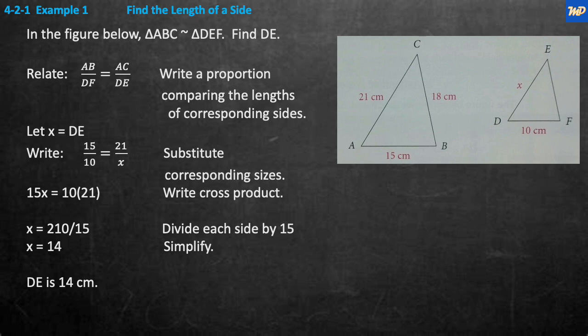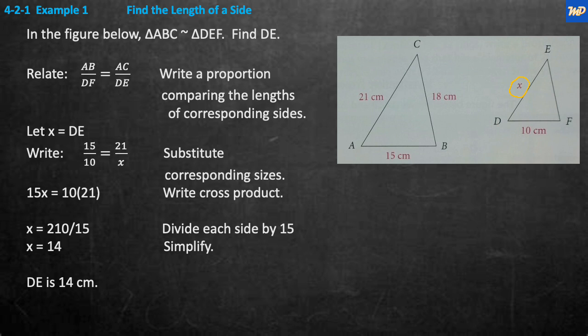Okay, example 1, finding the length of a side. In the figure below, over here to the right, triangle ABC is similar to DEF. Find DE. DE, right here, is X. They want us to find X. And we're going to use the proportionality.